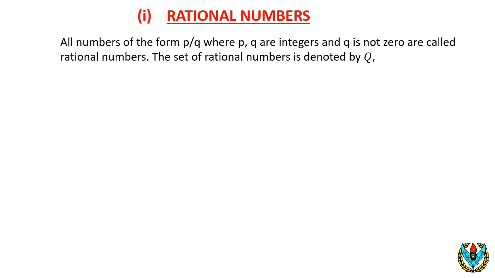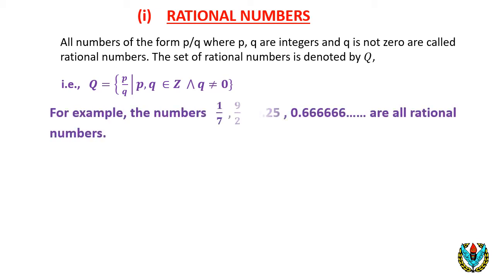First, rational numbers. All numbers of the form p over q, where p and q are integers and q is not zero, are called rational numbers. The set of rational numbers is denoted by Q. That is, Q is equal to p over q, such that p and q belong to Z, that is the set of integers, and q is not equal to 0.